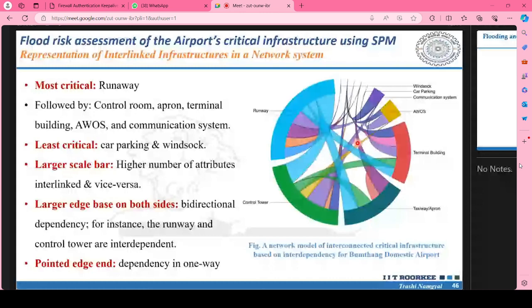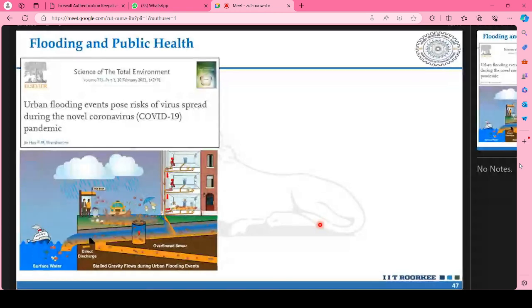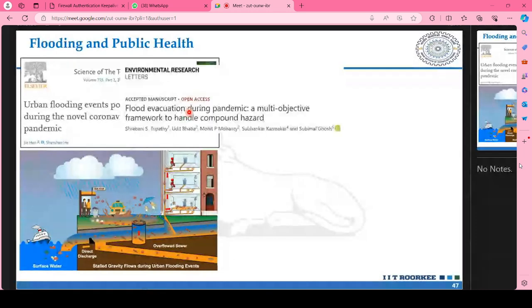The last presentation is on the work which we are currently doing. This is a sponsored project where we are trying to understand the impacts of flooding on human health. During COVID, there was another important paper which found that urban flooding also posed risks of the spread of novel coronavirus during the pandemic period. We did a study sometime in 2021 in the same case study of Jagatsinghpur, where we saw that the problem of flood was there.